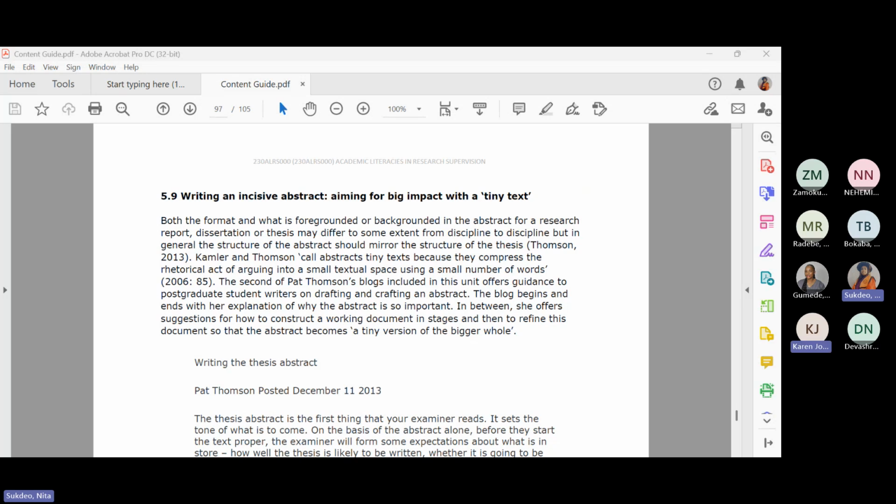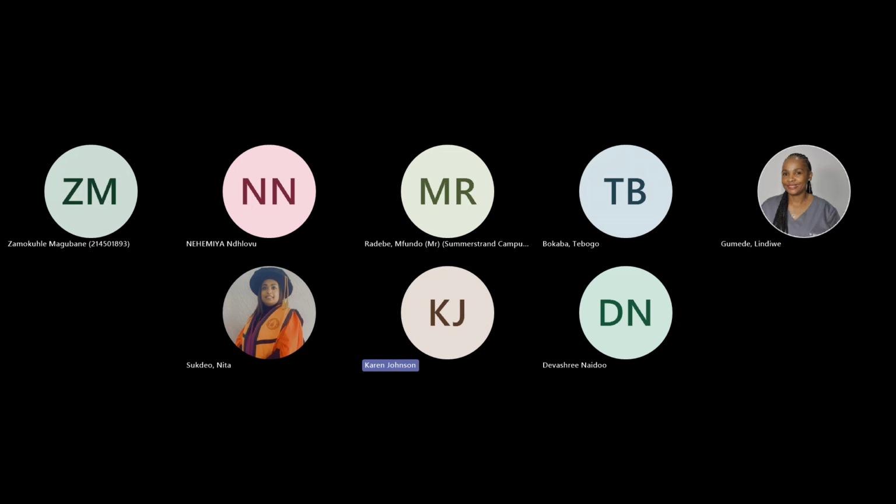Anyone? I can try. Mfundo? Oh, sorry. Okay, Karen and then Mfundo. So I think an abstract is, I want to say it's a kind of a summary, but it's something that stands alone. So it'll detail the objectives of the study. It'll give a brief idea of the research methodology that was followed, the sample or the cohort that was used, and then a summary of the findings.